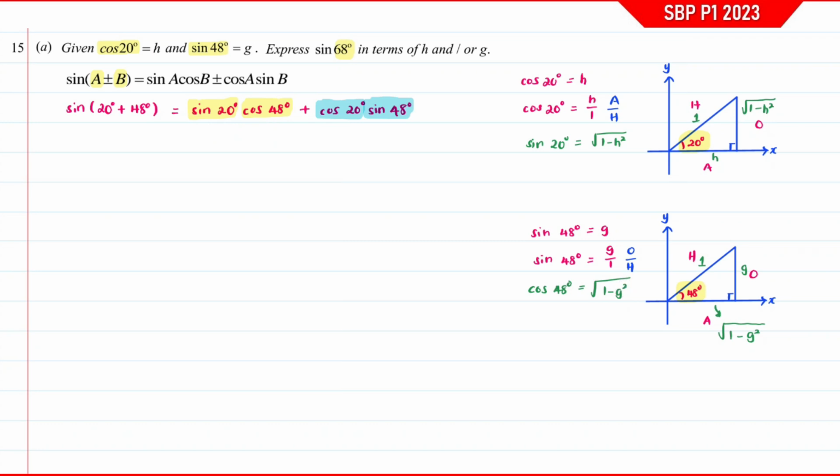So now we already have all the information. So we're going to replace the sin 20 here with square root 1 minus H square times the cos 48, which is the square root 1 minus G square, plus cos 20 degree, which is the H, and sin 48 degree, which is the G. Then this will be the sine for 68 degree in terms of H, N, or G.